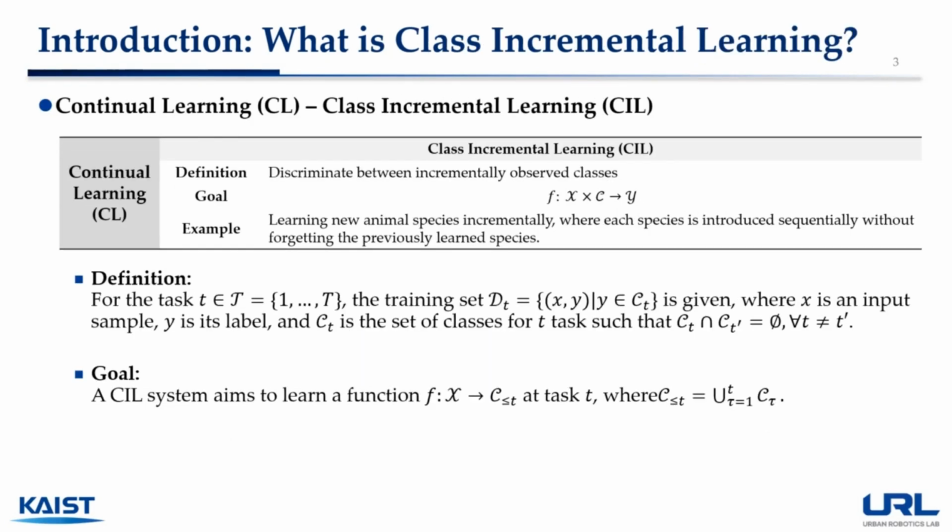Class incremental learning is a specific type of continual learning. In this context, for each task T in a set of tasks, we have a training set D_T. Here, x, y, and C_T represent an input sample, its corresponding label, and the set of classes for task T. Importantly, C_T are disjoint across different tasks. The goal of class incremental learning is to learn a function f. This function should map input samples to the set of all classes observed up to and including task T.